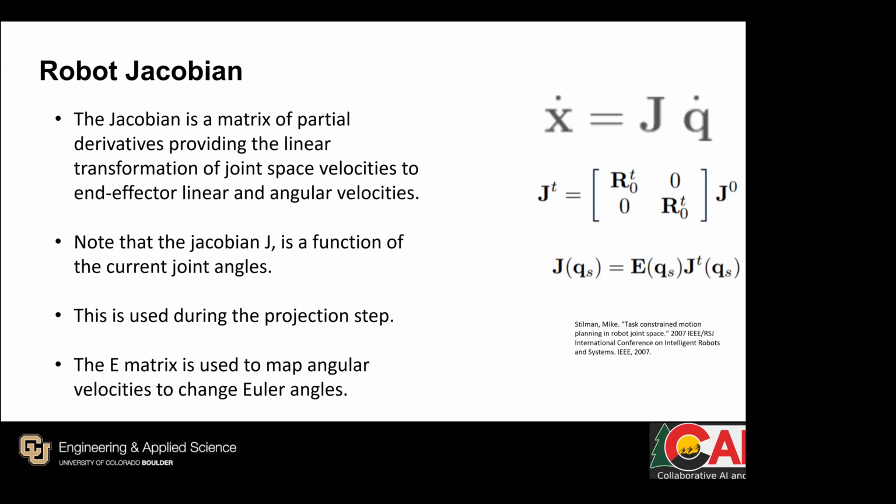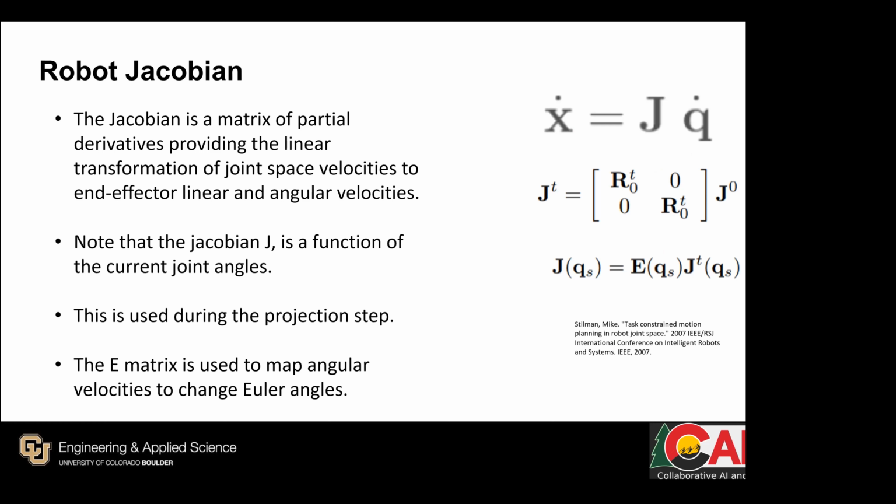Before I talk about how this projection actually works, I want to introduce, for those who aren't familiar, something called the robot Jacobian. The robot Jacobian is a matrix of partial derivatives that provides a linear transformation of your joint space velocities to the end effector linear and angular velocities. So it's essentially a transformation or mapping between joint space and task space. What you'll see here real quick is this E matrix. This is used because the Jacobian is usually in angular velocities, but the task space regions are represented in Euler angles.